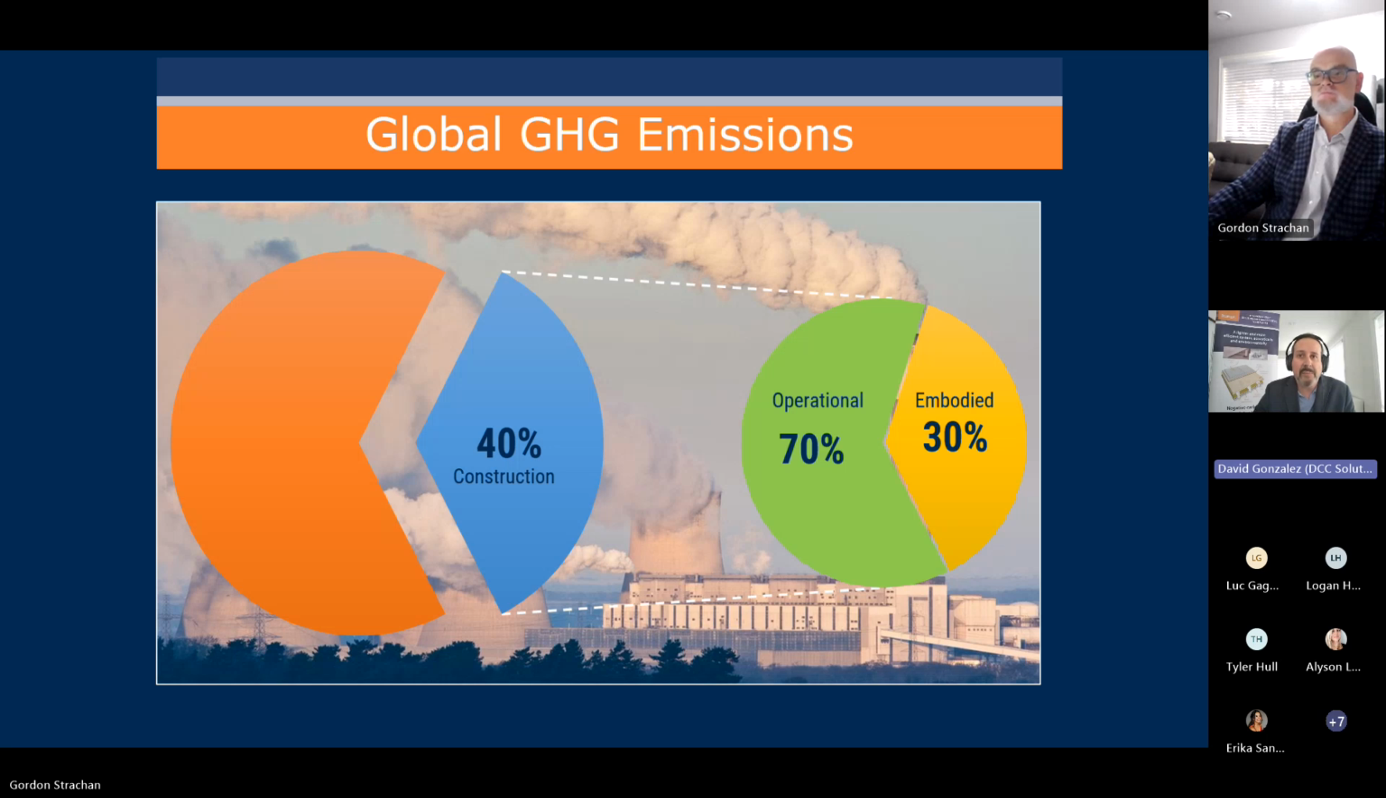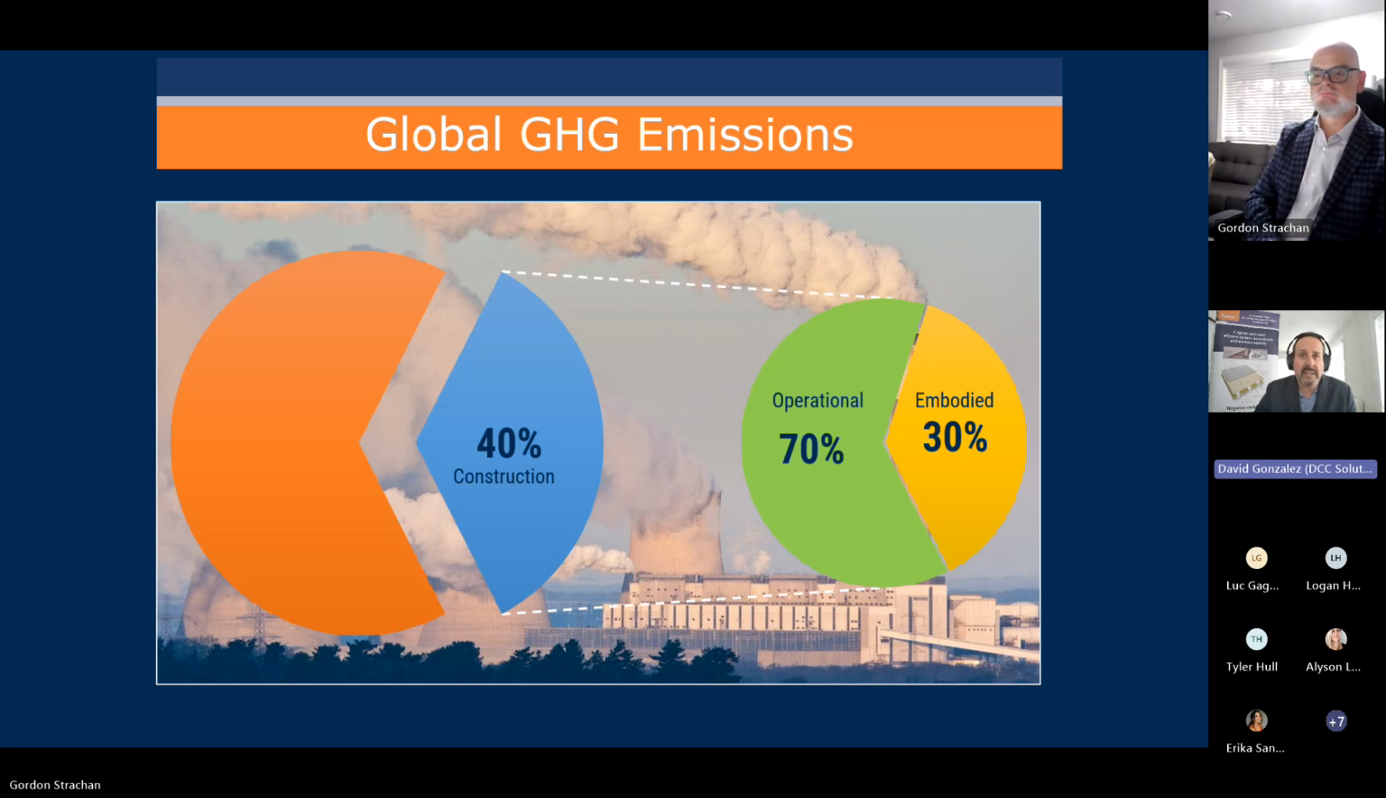According to the available data, the construction and operation of buildings represents almost 40% of global greenhouse gas emissions. Out of those 40%, 70% of those emissions come from the operational activities like heating, air conditioning, lighting, and the remaining 30% comes from the embodied carbon of materials and processes that are used in the construction of buildings. So there's a lot of public pressure right now on all industries to find solutions to minimize GHGs.